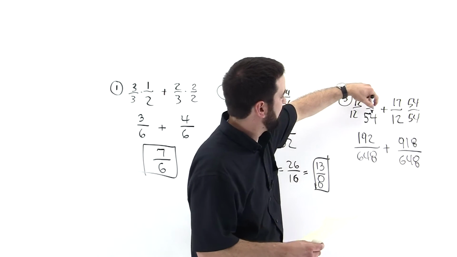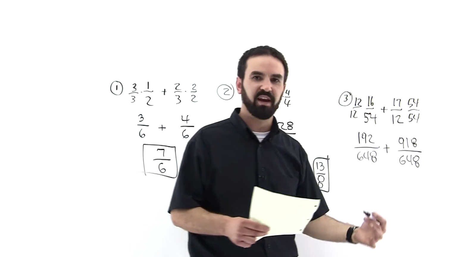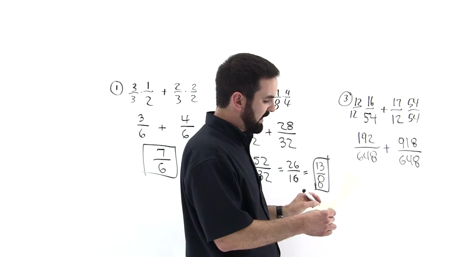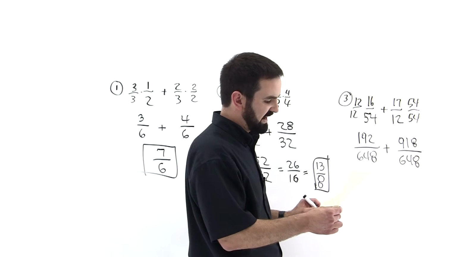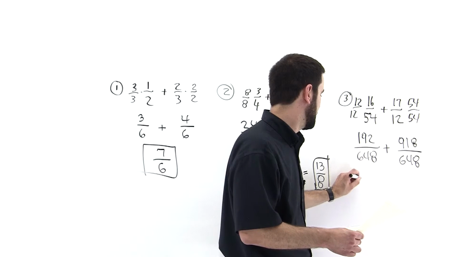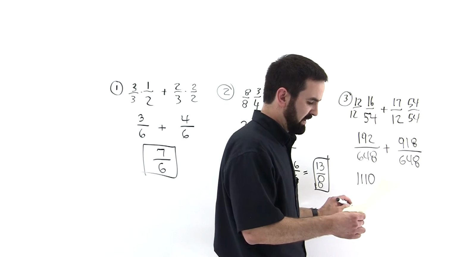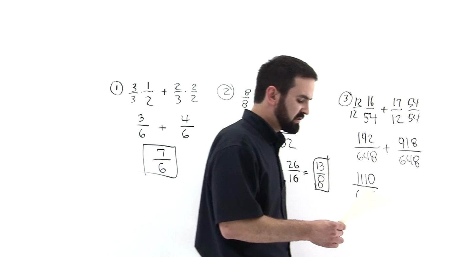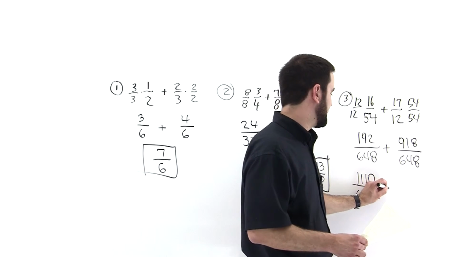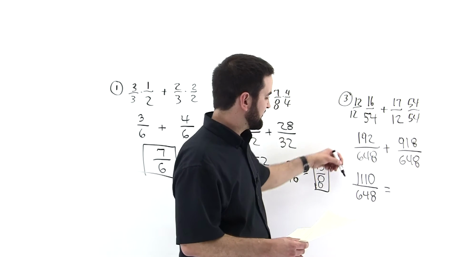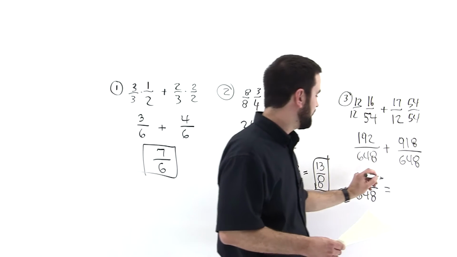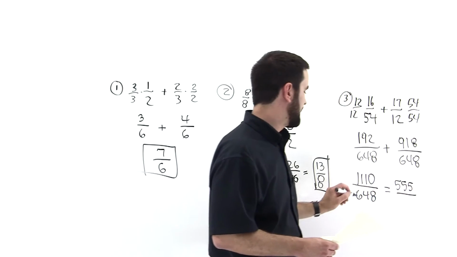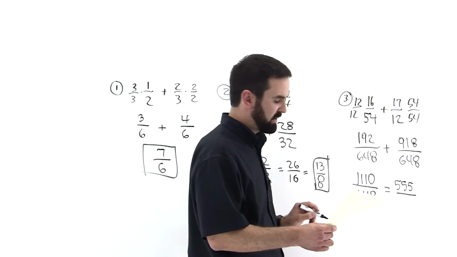You see how these are always going to be the same thing on the denominator, right? So then we have 192 plus 918 is equal to 1110 divided by 648. Now that can be reduced, and we just divide each of them by 2. So this divided by 2 is 555. And this number divided by 2 is 324.